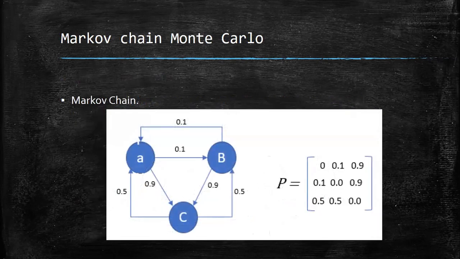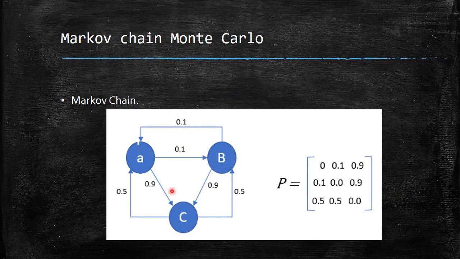Let's say we only have 3 states, A, B, and C. And then this is a state diagram, which is a Markov chain. And this Markov chain can also be represented by a state transition matrix. So we have a state A, and the probability of going from A to B is 0.1, and the probability of going from A to C is 0.9.